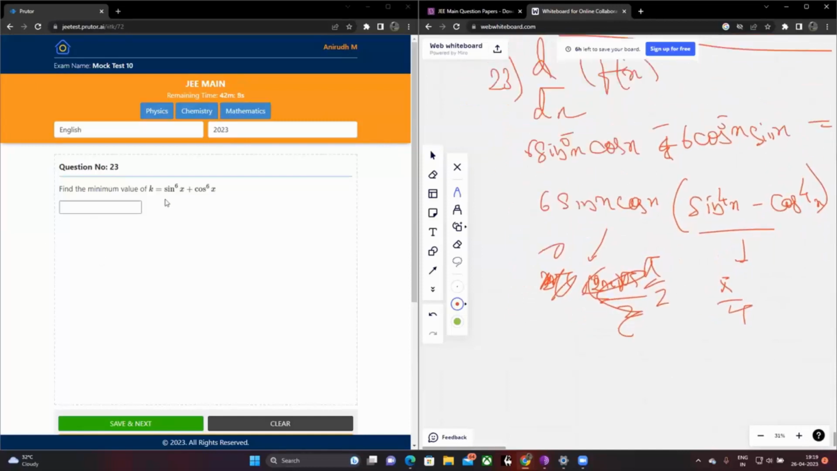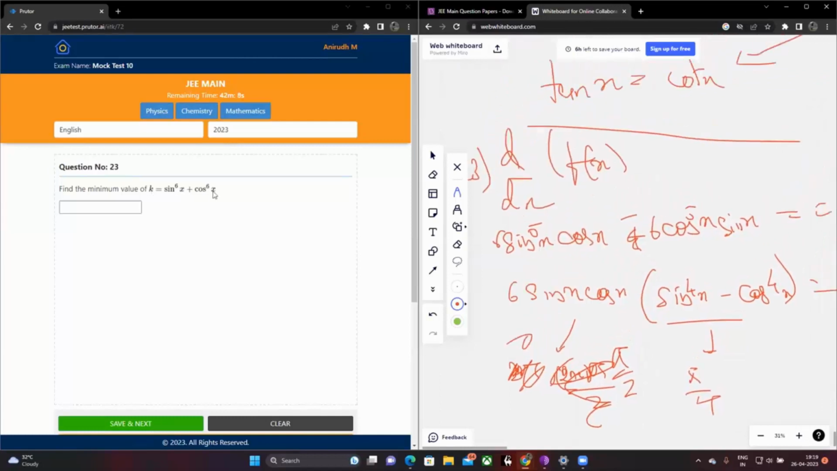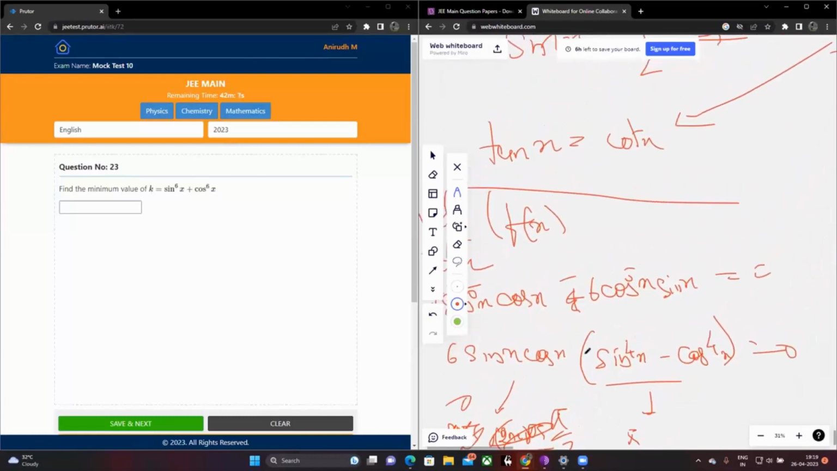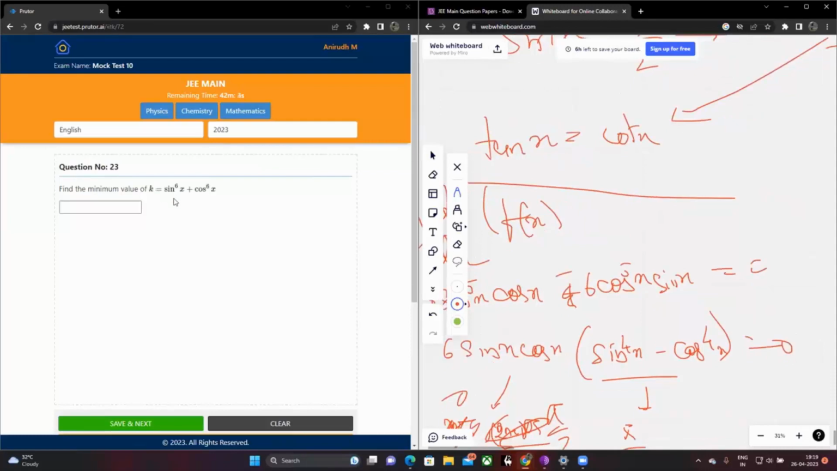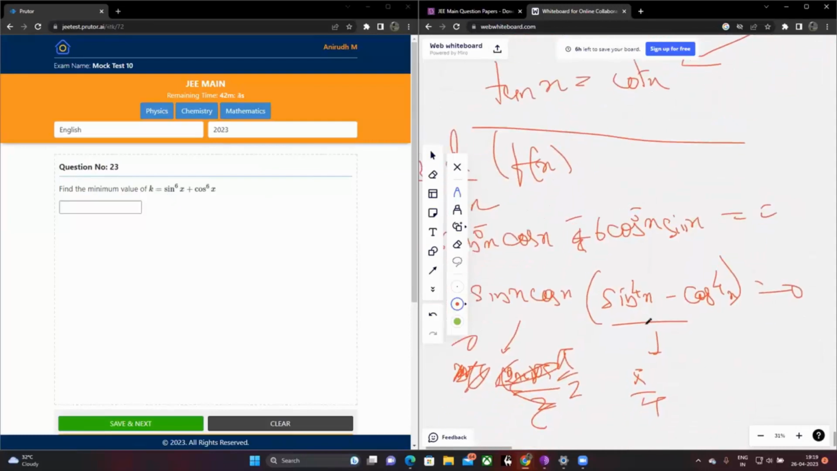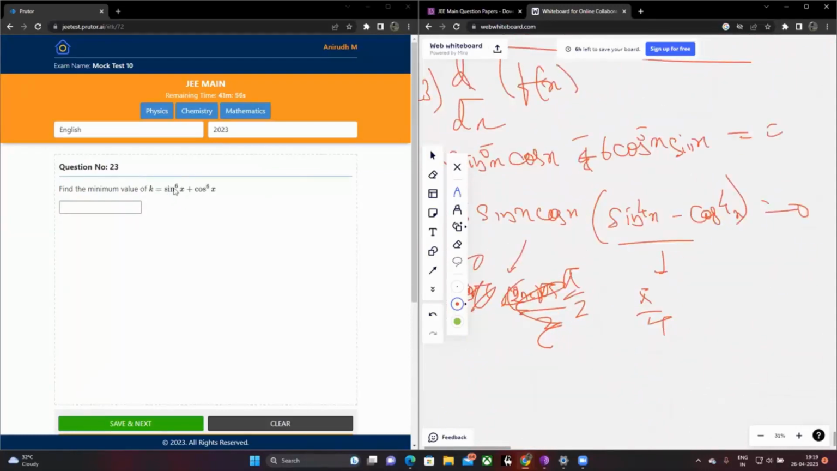At 0, the function k becomes 1 because cos x becomes 1. At pi by 2, again, the function k becomes 1 as sin x becomes 1, right? At pi by 4, what happens is this becomes 1 by 2 cube, that is 1 by 8. This becomes 1 by 8, that is 1 by 4. That's a minimum, right? So this is basically 0.25, right?